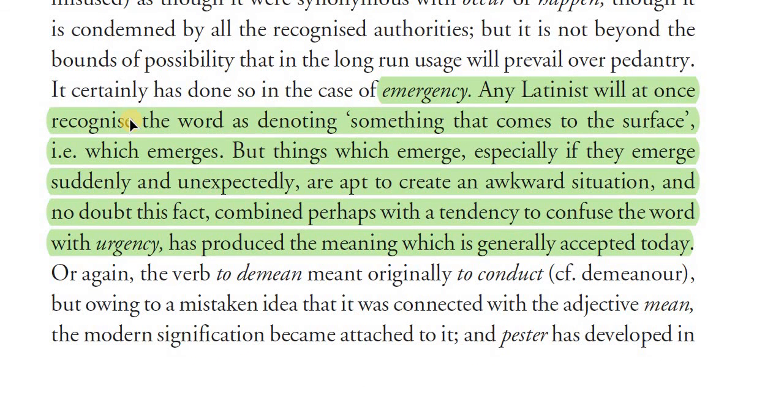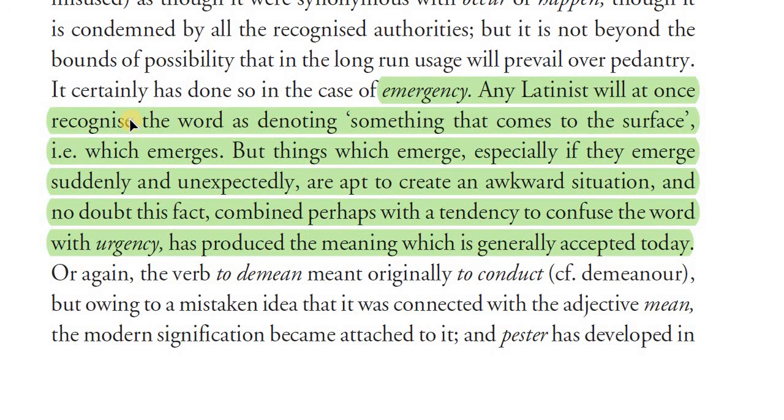Another word is emergency. Now, if you have studied Latin, or if you know word formation for that matter, you would know that the word emergency comes from a Latin word which means something that comes to the surface. So the word emergency actually comes from the Latin word that means something that comes to the surface. That is something which emerges, something that comes to the surface.